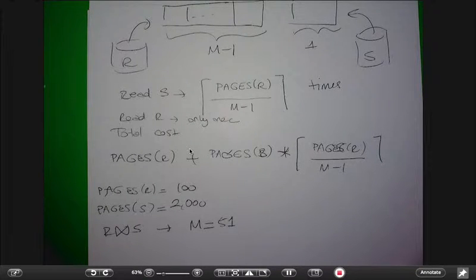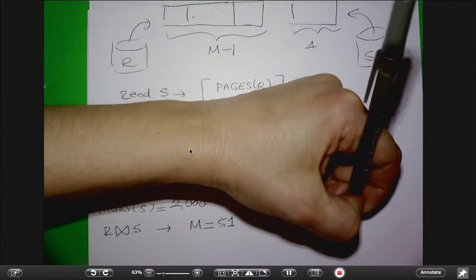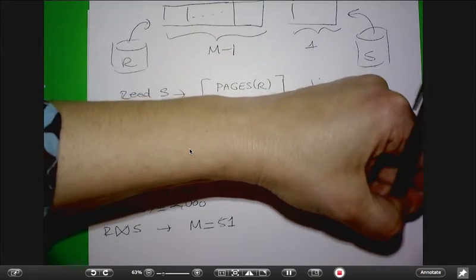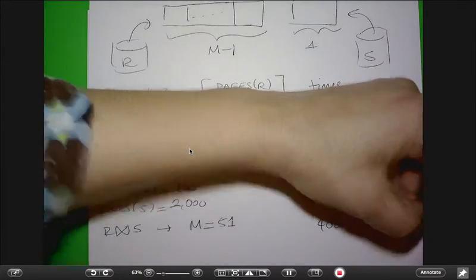Twice. So it's 50 blocks. I can read half of R, read all of S, right? And then read the other half, all of S. So I'm reading S only 2 times. So 4,000 plus 100, 4,100. Okay?